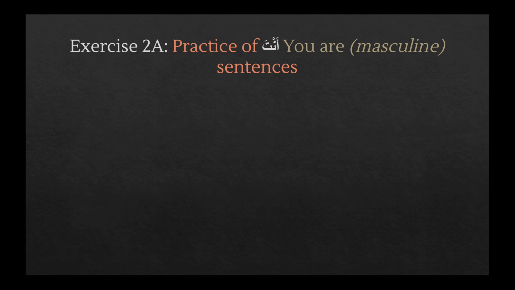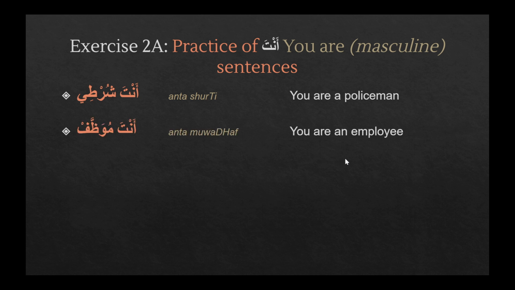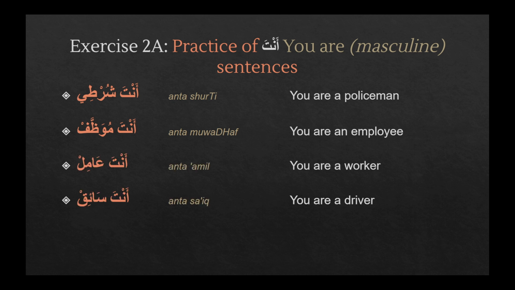So we're going to practice of anta, you are, masculine sentences. As I mentioned before, in Arabic, the phrase you are changes depending on who you are speaking. So if you're speaking to a man, you say anta, which means you are. So this will be anta shurti, you are a policeman, speaking to a man. Anta muwaddaf, you are an employee. Anta amil, you are a worker. Anta sa'iq, you are a driver. Anta haris, you are a guard.